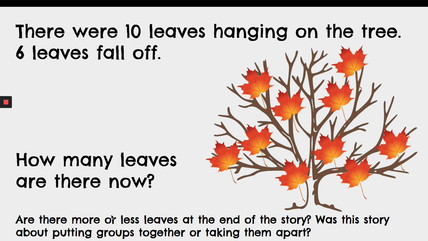Was this story about putting groups together or taking them apart? So, ¿hay menos hojas en el árbol ahora o hay más? Muy bien, hay menos. Y esta historia es sobre poniendo los números juntos o sacando números de un número. Sacando números de un número. Muy bien. Very good, boys and girls. So we have 10 minus 6 equals 4.